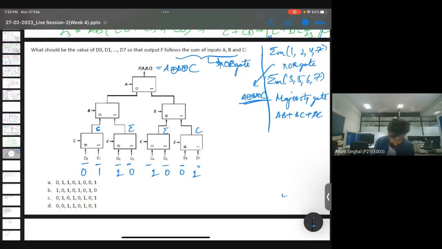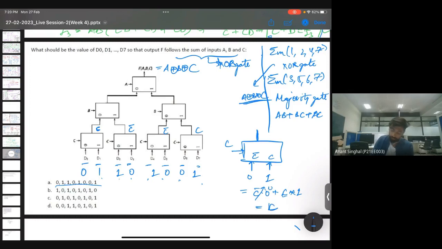No, sir. Okay. So you can see that I have written option A as the input 0 1 1 0 1 0 0 1. If you can see this mux, I'm drawing it here. It is vertical, 0 1. The select line is C and the output is something. We notice 0 is C bar and this is C. So I'm taking this as C bar into 0 plus C into 1. This will get 0, so the output will be C for this mux. Similarly we can do for all the muxes.